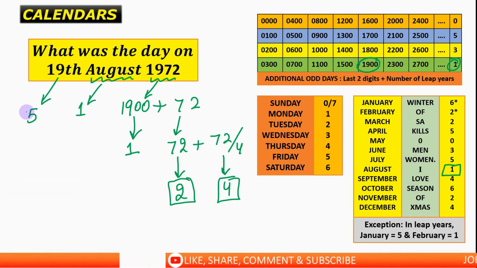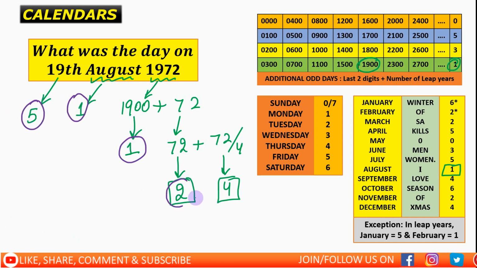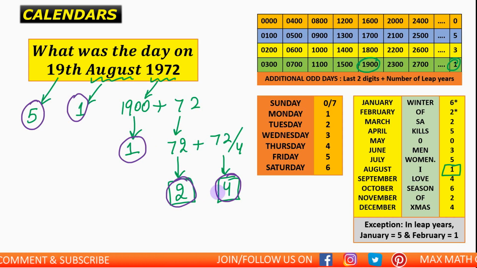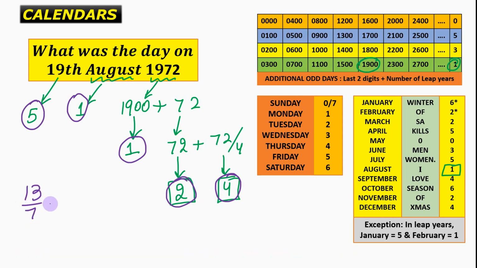So all we need to do is add the quantities 5, 1, 1, 2 and 4, thereby giving us the sum equal to 13. And when 13 is divided by 7, it leaves a remainder of 6, and 6 implies that that date, that is 19th August 1972, was a Saturday. Alright. Now let us move on to the next question.